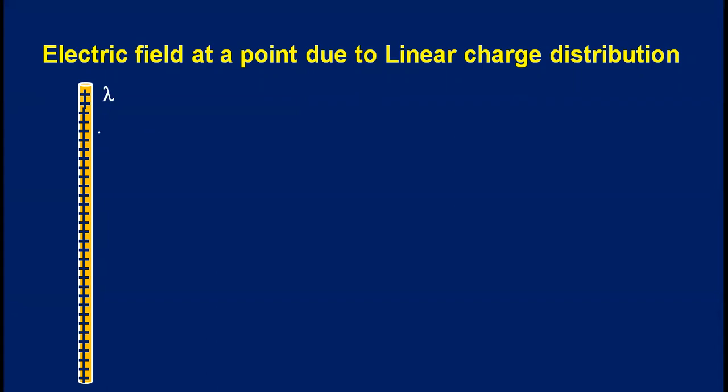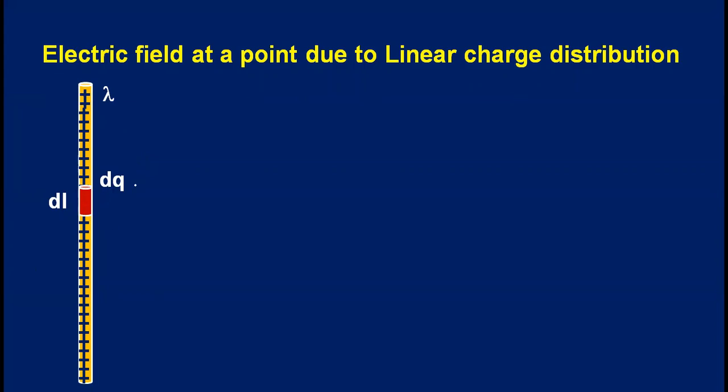Before that, let lambda be the linear charge density of the wire. So you can see I have chosen a charge element, an infinitesimal charge whose magnitude is dq and whose length is dl. So the length of this charge element is dl, and the quantity of charge occupied by this particular portion is dq. Is it clear?